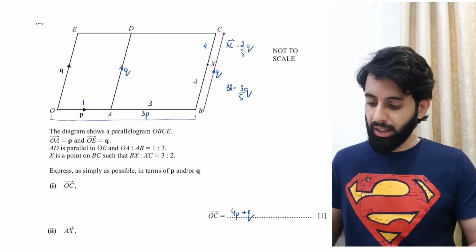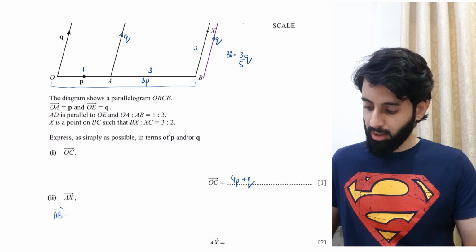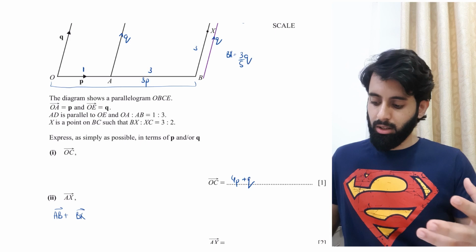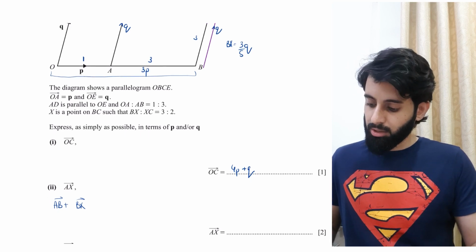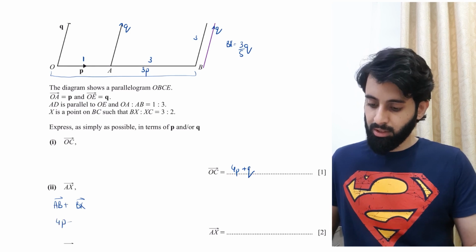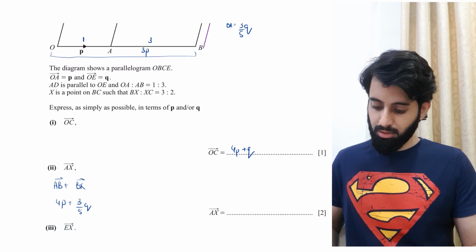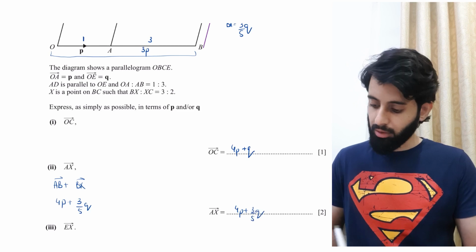And then AX. For AX, we're going to go from A to B, let me just write it over here, AB, and then we're going to go from B to X. Now we have all of that. I told you guys to work this out immediately because it's going to save you some time. So AB is equal to 4P, and BX is equal to 3/5 of Q. So let's write this down: 4P plus 3/5 of Q.